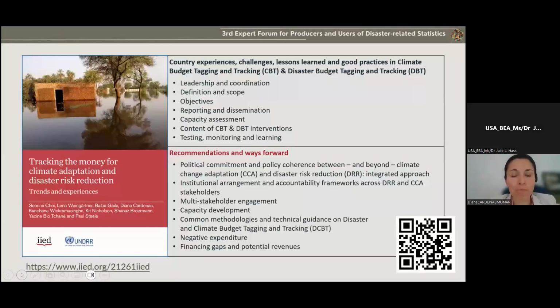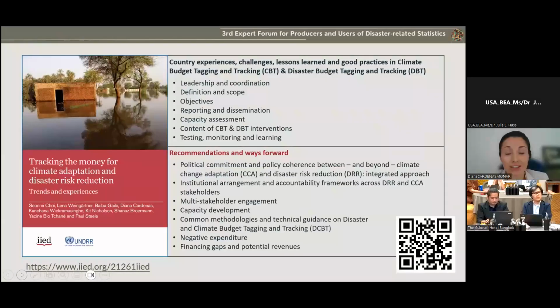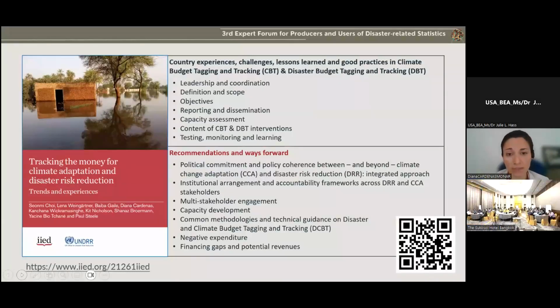Okay, so I'm very glad that Julie got started with this issue of the connection of the different topics, and especially the connection between climate change and disaster risk reduction, because that will be the topic that I will be addressing at this point. With the project I'm working for with IIED, we have developed this issue paper called Tracking the Money for Climate Adaptation and Disaster Risk Reduction.